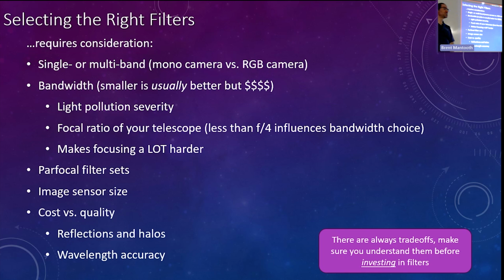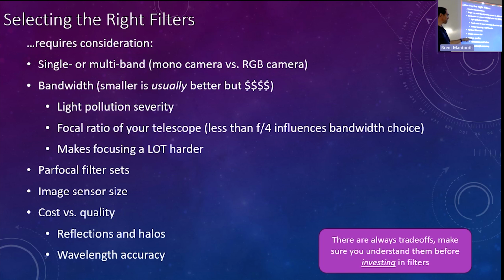Image sensor size. If you're shooting on a full 35 millimeter full-frame camera, you have to buy big filters that cost a heck of a lot more than if you have an APS-C sensor and can buy the small filters. So all of that leads back to cost of quality.